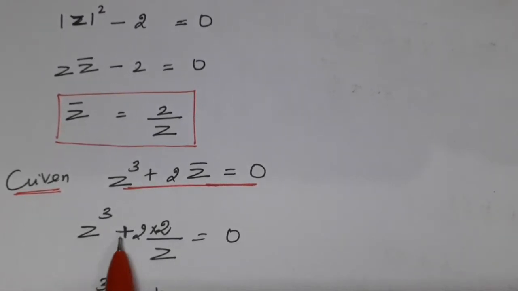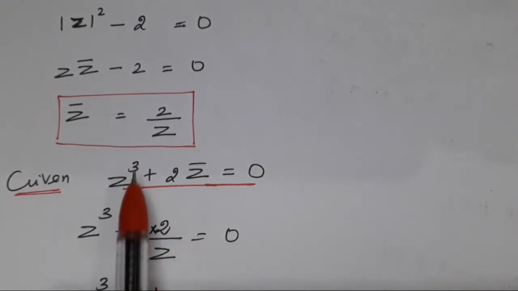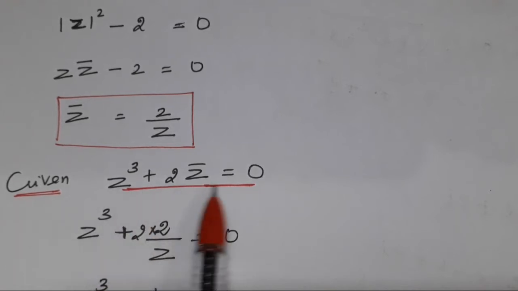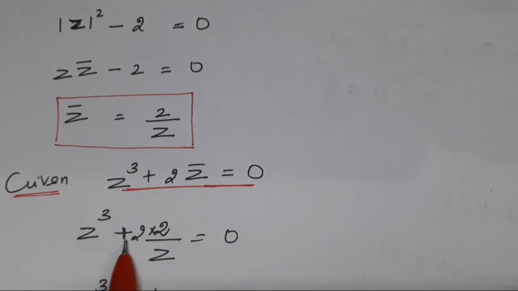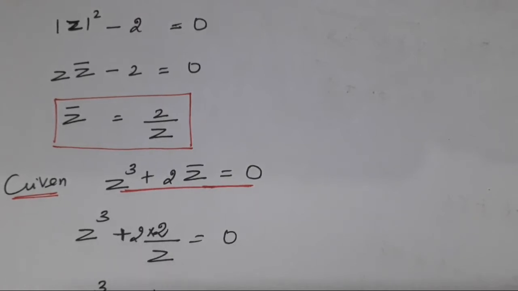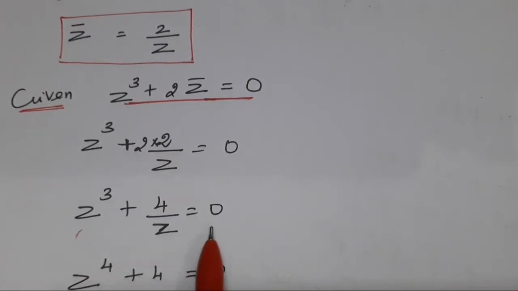Now z cube plus 2 into, instead of z bar you substitute 2 by z. So you substitute in the given equation: z cube plus 2 into 2 by z equals 0. Now z cube plus, 2 twos are 4, so 4 by z equals 0.